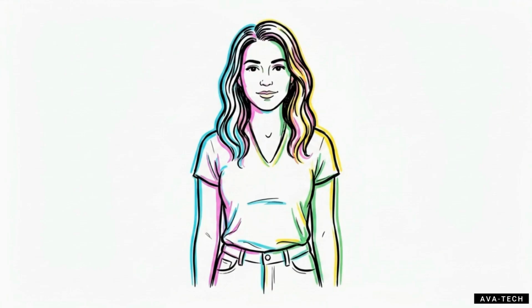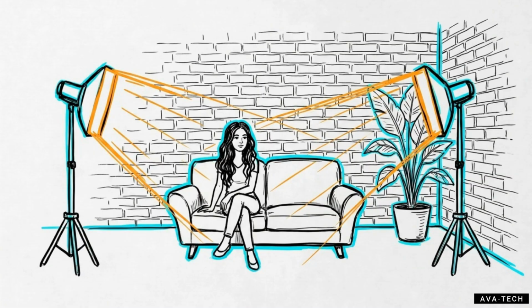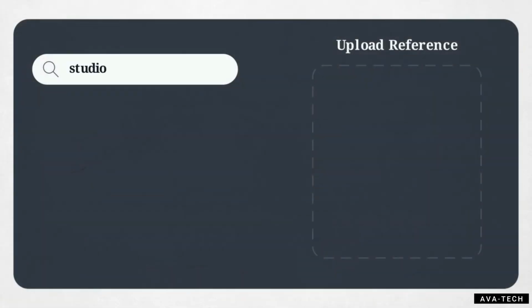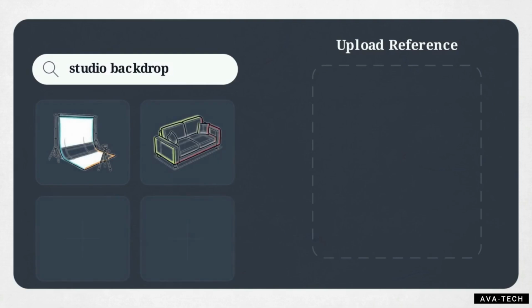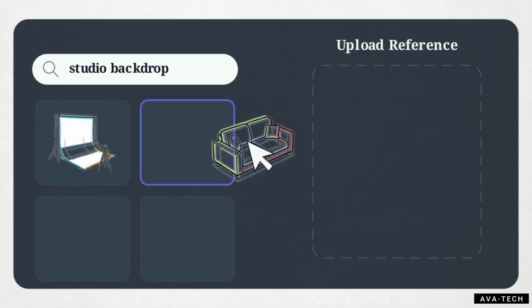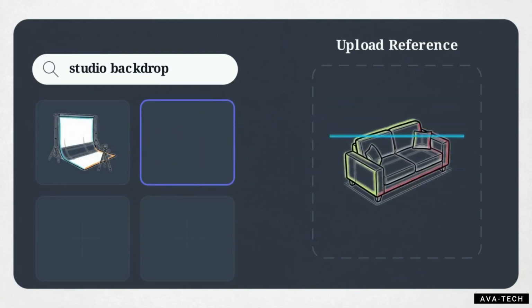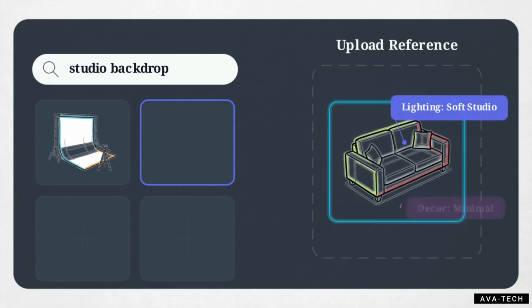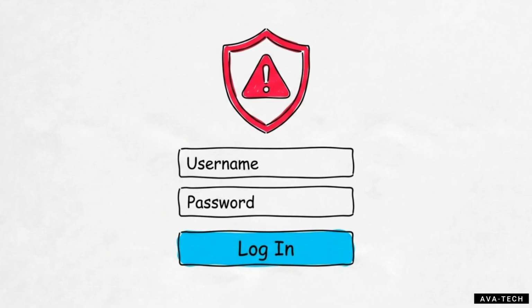But the physical traits are only half the equation. The background scene is what actually sells the illusion that your character exists in a tangible, real-world space. Instead of guessing the lighting and decor, you can pull a reference image, like a photography studio backdrop, straight from Pinterest and upload it directly into the generator to copy its aesthetic. There is one technical requirement here. The tool will only analyze your uploaded background if you are actively logged into your account.